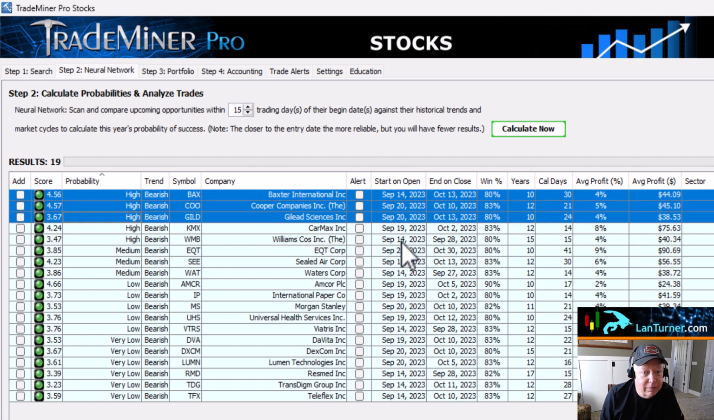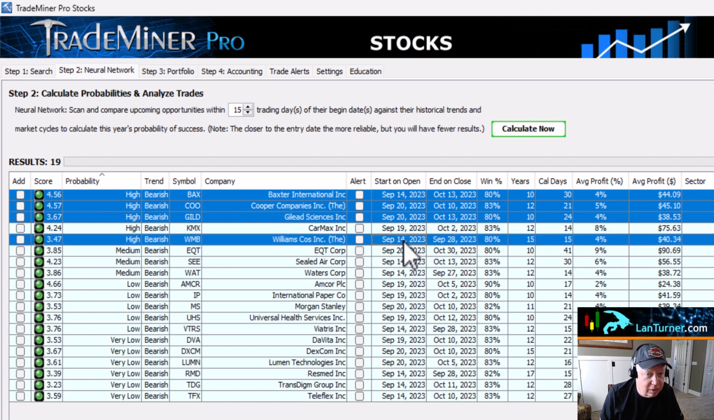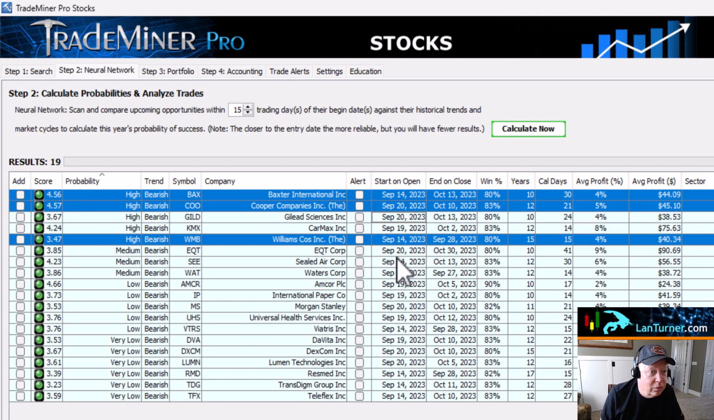Now let's see, we got another 14th here. So this one starts earlier, so let's take that one instead of one of these 20s. This is a lower one. I just want to do three for you. You can get your TradeMiner out and you can do the rest of these yourself. You can see the list, you can go look at them. But these are the three we're going to take over and add to the pick list.